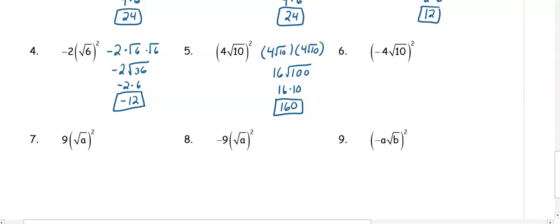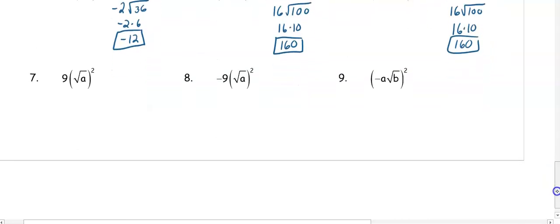In number 6, we have negative 4 root 10 squared. So we're going to have negative 4 root 10 times negative 4 root 10. So anything that's in parentheses gets rewritten twice. Negative 4 times negative 4 is 16. 10 times 10 is 100 under the square root. Again, 100 is a perfect square and gets us 10. So 16 times 10, 160.